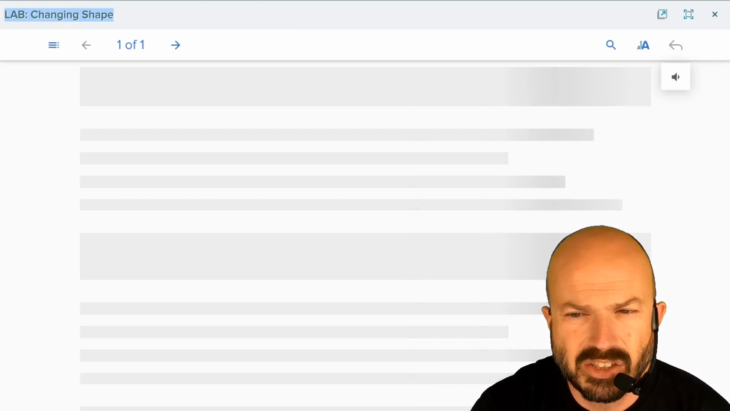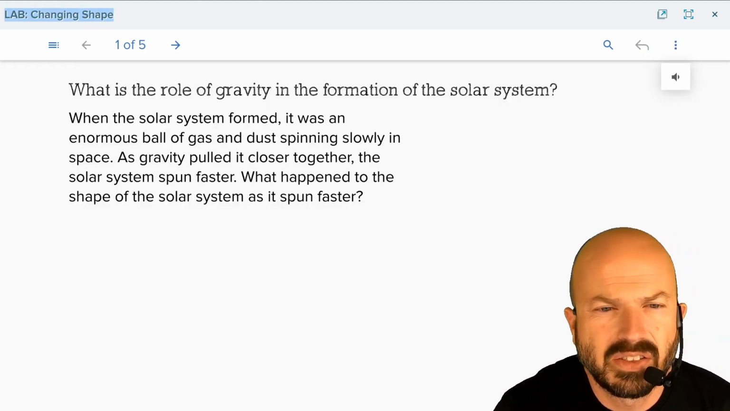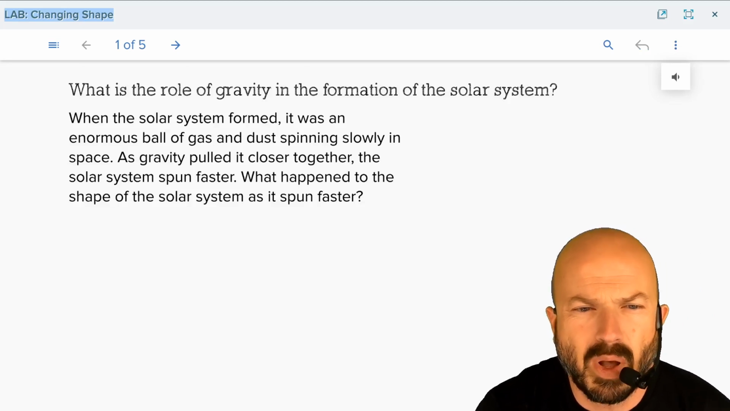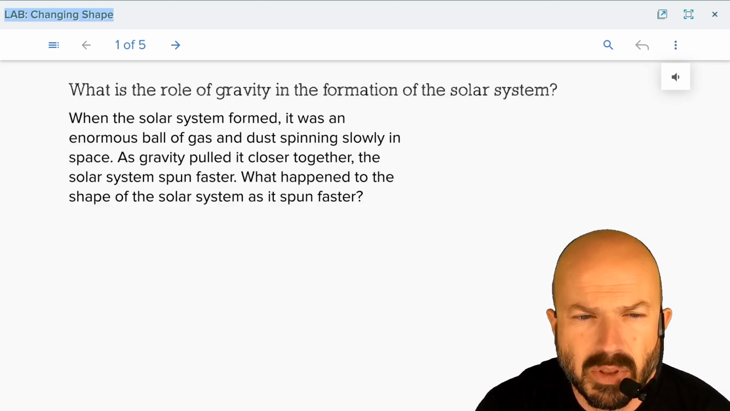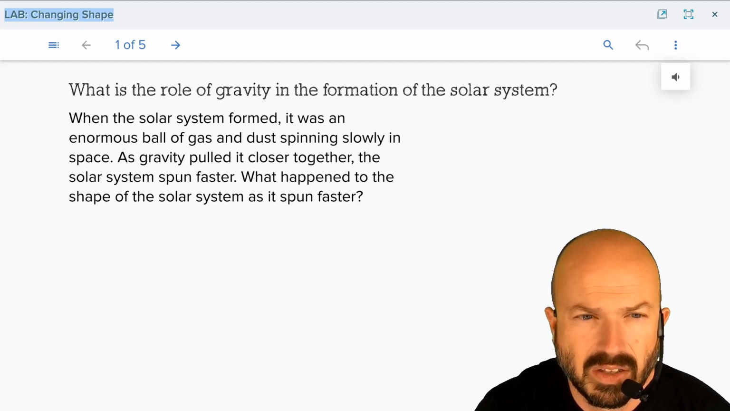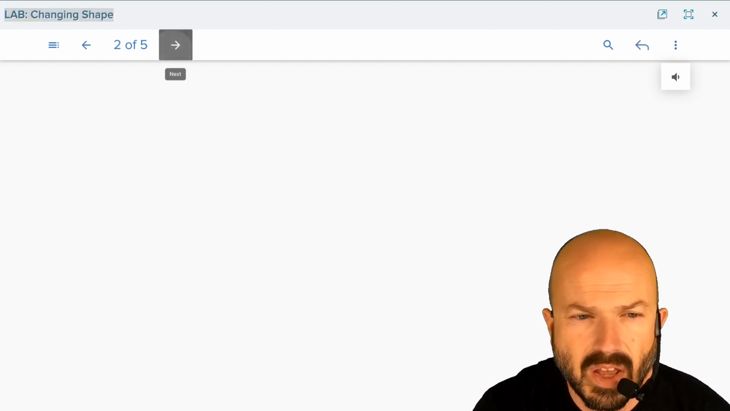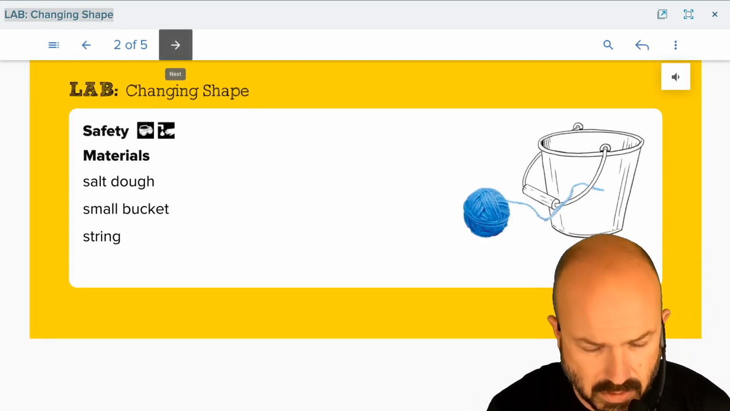Okay, let's learn about changing shape. Now, when the solar system formed, it was an enormous ball of gas and dust spinning slowly in space. As gravity pulled it closer together, the solar system spun faster. What happened to the shape of the solar system as it spun faster? Let's find out. We're going to need salt dough.